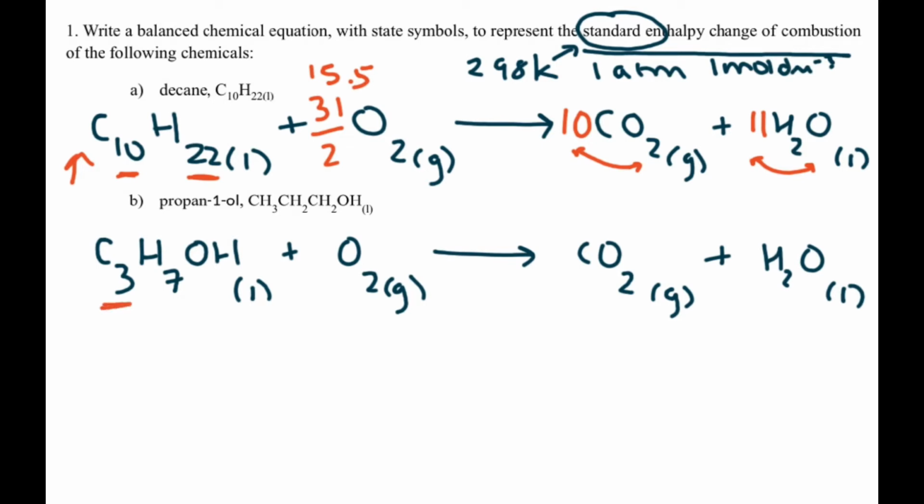Okay, we've got 3 carbons, so we're going to put 3 there. In total, we have got 8 hydrogens on the left, so we need to put a 4 there to give 8 hydrogens. And counting up the oxygens, so we have got 6 oxygens there, 4 oxygens there, so that's 10 oxygens. Now don't forget you've got an oxygen here, so we only need 9 more, so you can either put 9 over 2 or 4.5, you can put either. Okay, so that's the standard enthalpy change of combustion.